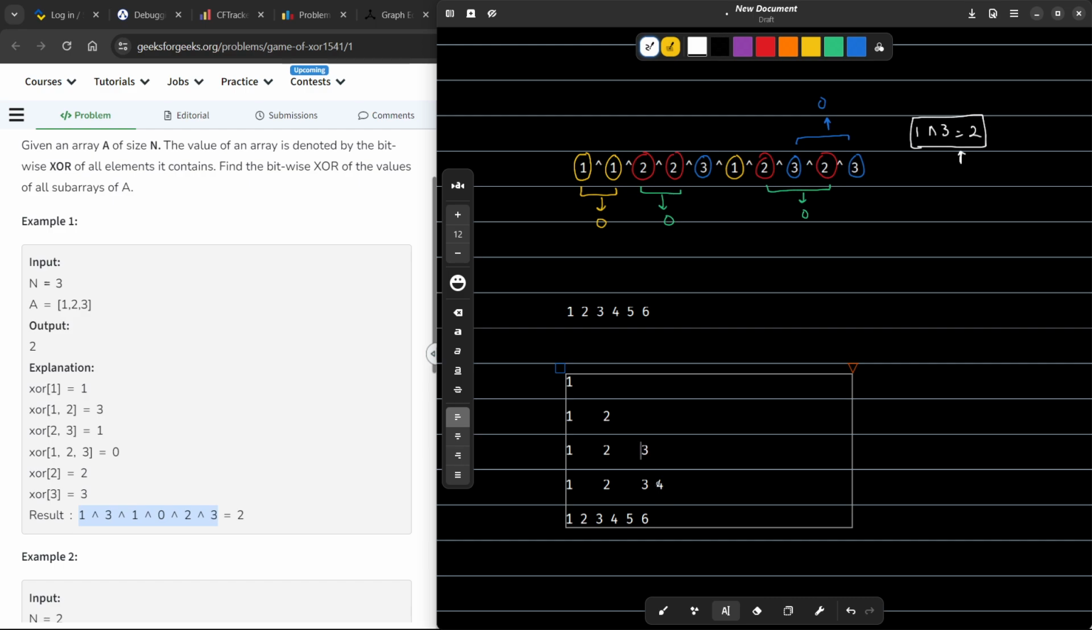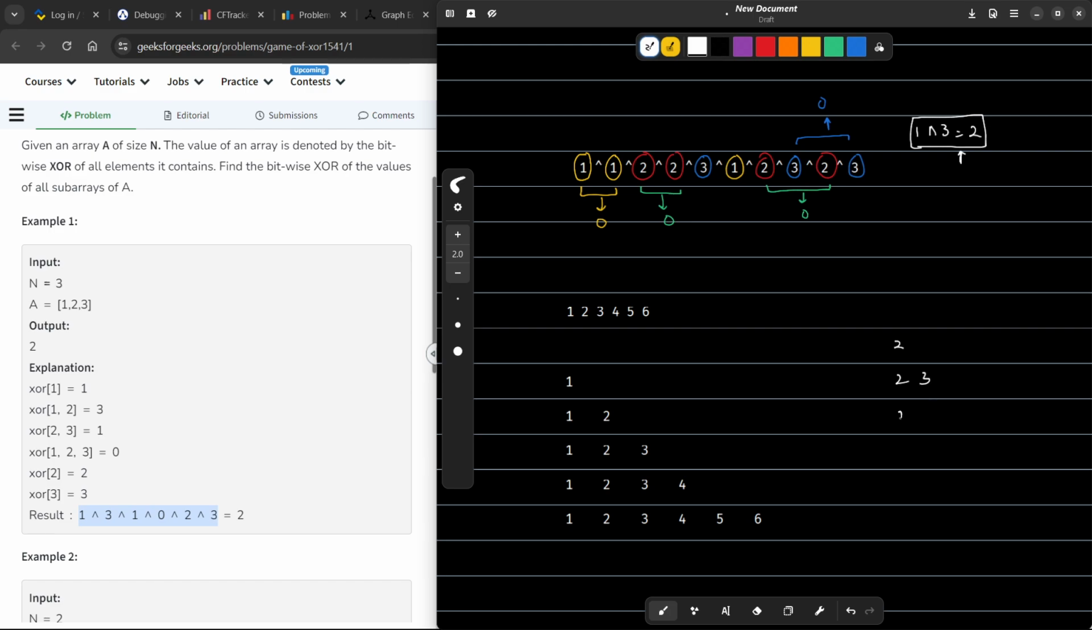I'm just spacing them out so that you can see them a little more clearly. Now you see that these are all the subarrays starting from 1. Now what will be all the subarrays starting from 2? That will be 2, and then 2 3, and then 2 3 4, and then 2 3 4 5 and 2 3 4 5 6. But you can actually see that all of these subarrays have already been considered here, so you can see them here.